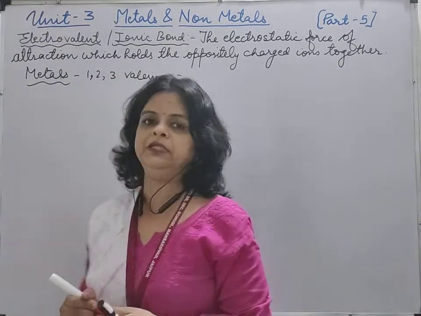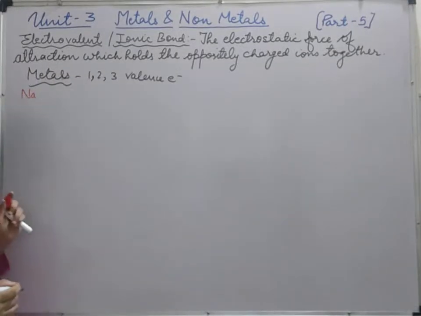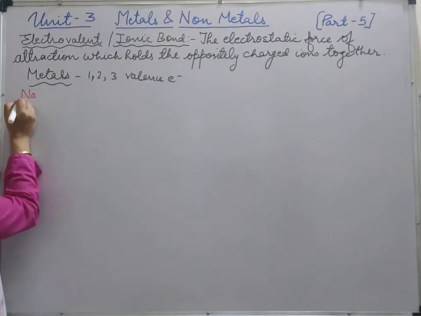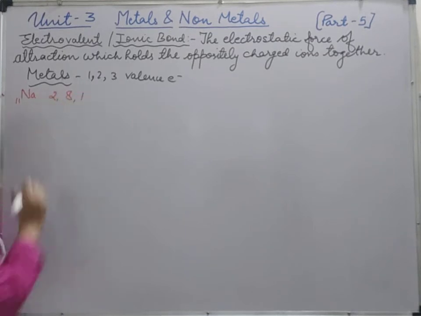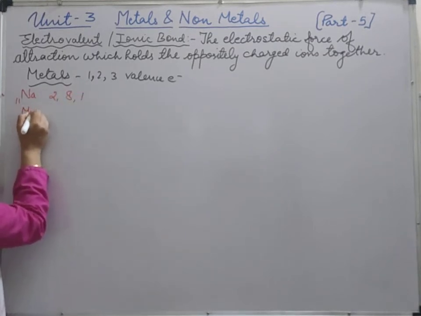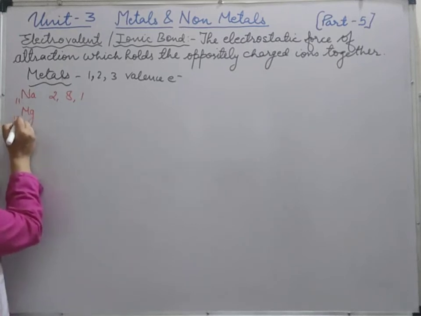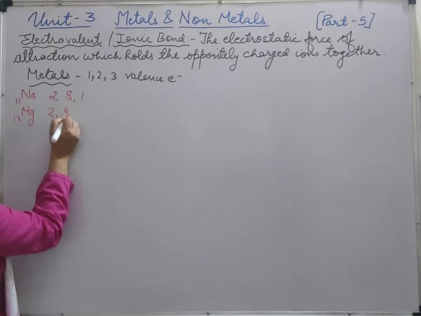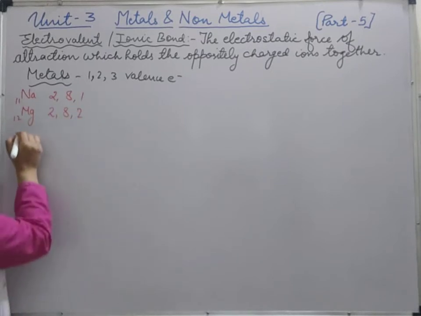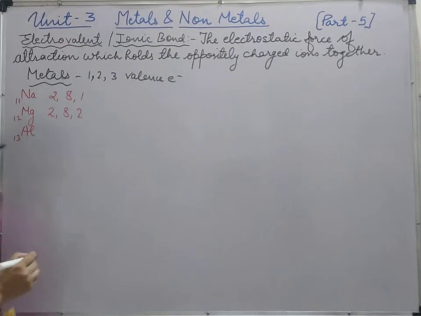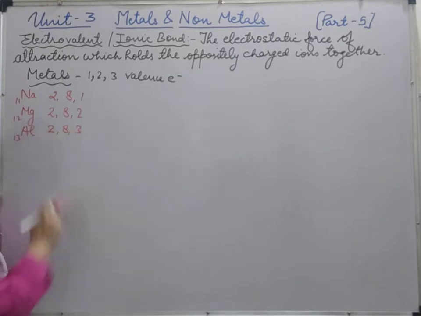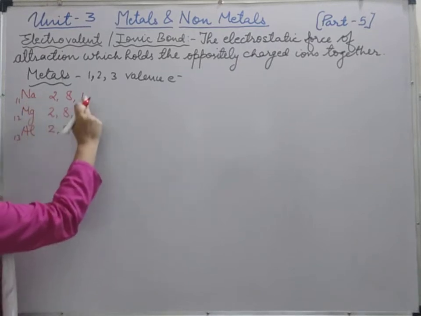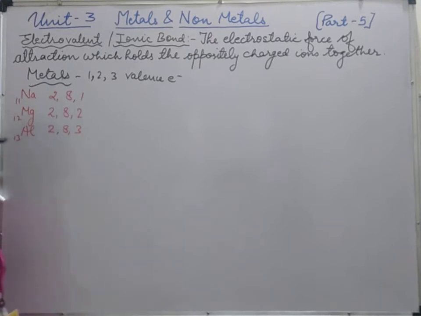Let's see the various examples. If we talk about sodium, the symbol is Na and atomic number is 11. The configuration is 2, 8, 1. When we talk about magnesium, its atomic number is 12 and its configuration is 2, 8, 2. For aluminium, its atomic number is 13 and its configuration is 2, 8, 3. So these are the examples where 1, 2 and 3 electrons are present in the valence.